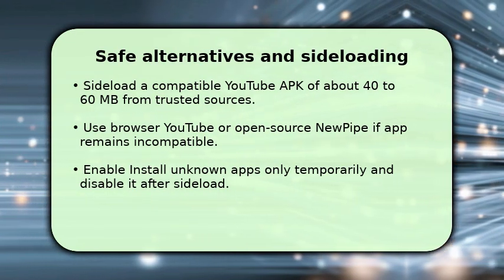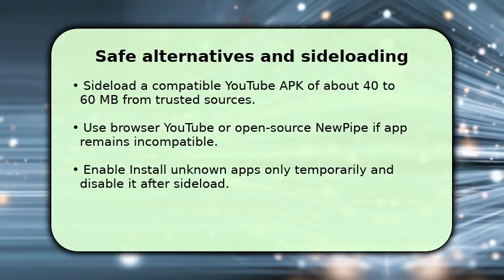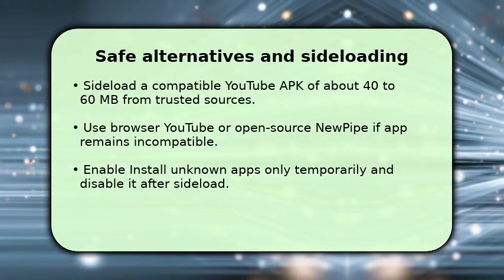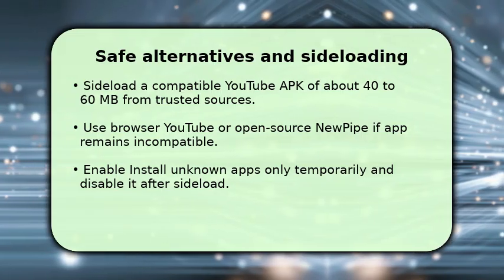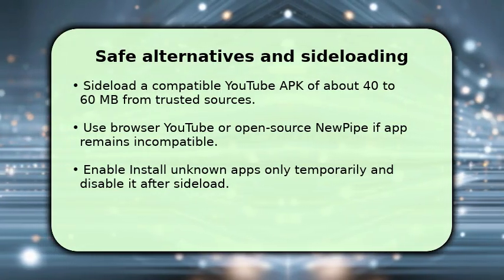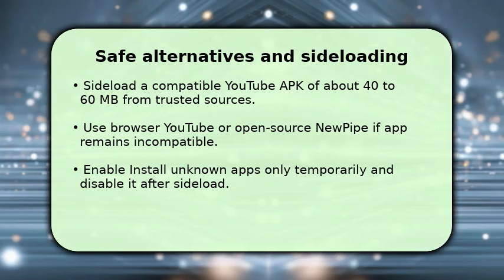Alternatively, use Chrome to access YouTube.com, or install NewPipe as an open-source option. After installing, disable unknown app installs again for security. Finally, test playback and sign in, and remove any APK file when finished to keep storage clean.